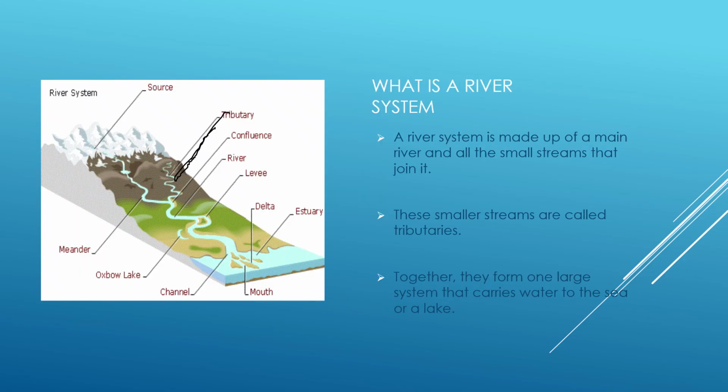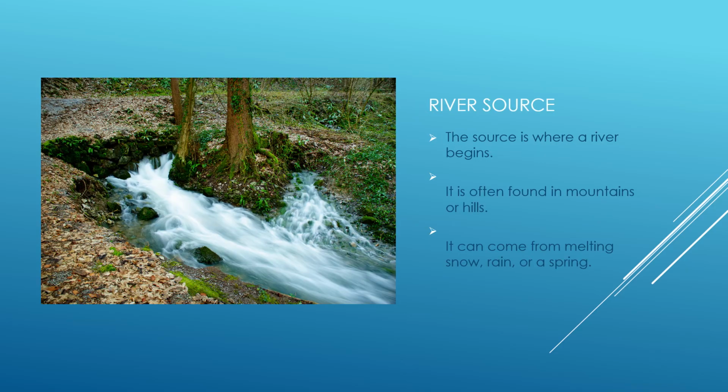So now, what is a river system? A river system is made up of one main river and the smaller streams that join into it. These smaller streams are called tributaries. Together they form a connected system that carries water across the land and eventually to the sea or a large lake. You can think of it like a tree. The smaller branches join together to form one big trunk, just like tributaries join to make one big main river.